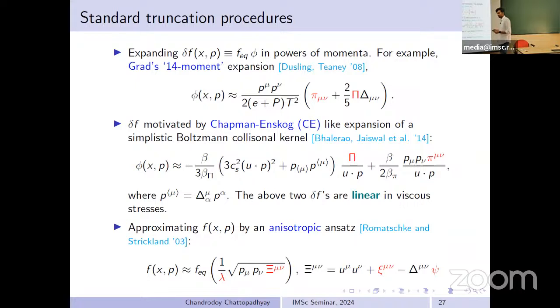So in this linear approximation, the second one is bigger than the first one. At least this has some basis that is motivated by some RTA.